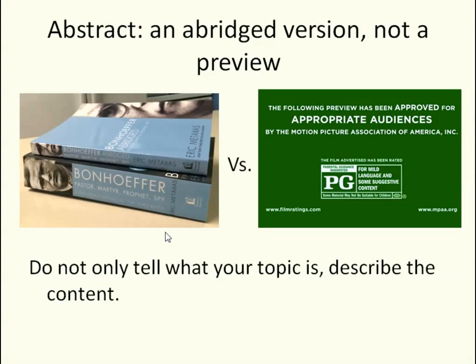Instead, what you were sometimes giving me was something that sounded more like a preview. You're essentially telling me this project is about this topic, or this project covers such and such topics. And that might be enough to get someone interested, but that's not the point of the abstract. Instead of just telling me what the topics that you're covering are, you actually need to describe the whole content that is in your document.